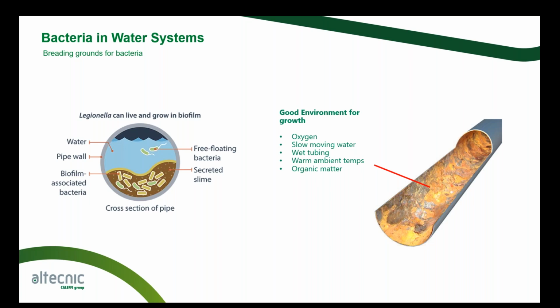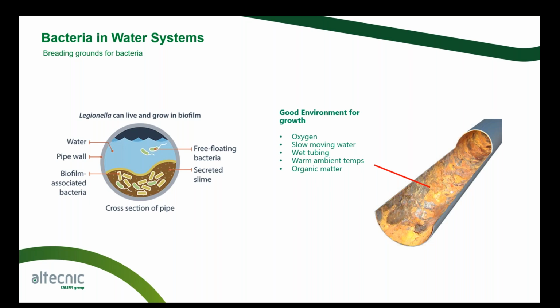A good environment for growth. So oxygen, so you've got oxygenated water, slow moving water, it likes to be able to meander around in water where it's not moving. Wet tubing, what we mean by wet tubing is as pipe gets older, some of the old lead pipes certainly, and steel pipes, they start to actually absorb the water that they contain within them. And that can obviously be a breeding ground because the bacteria can start to latch onto that and start to form a ground to breed in.